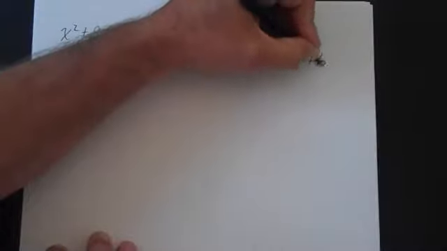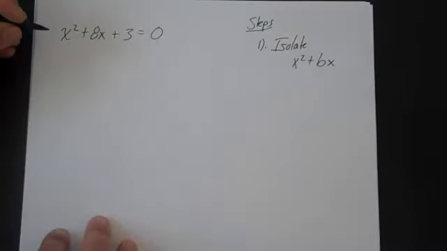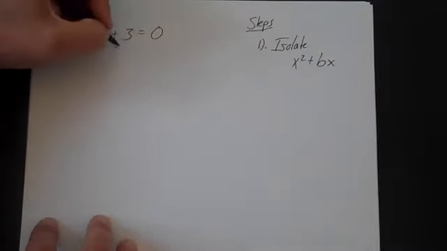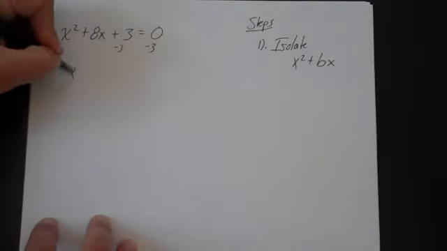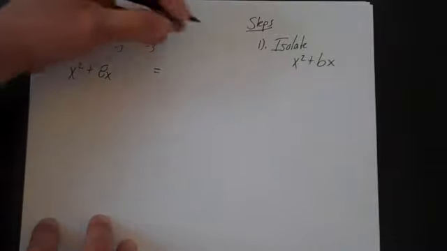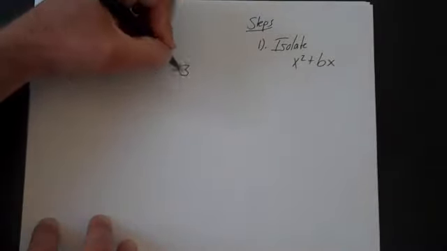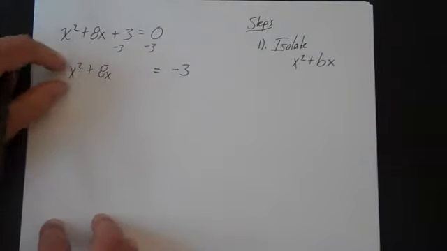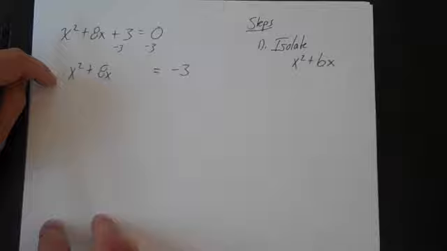The first step is that you want to isolate x squared plus bx. So the first thing you want to do is get the 3 on the other side, so subtract 3. So you get x squared plus 8x, and I'm going to leave a gap here because we're going to add something there, and that's equal to minus 3. And the next thing is if there was a coefficient from the x squared, you want to factor that out. In this case, there's not.